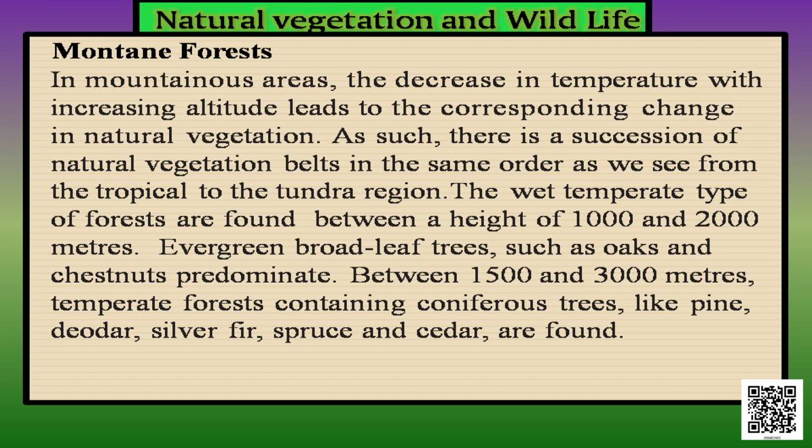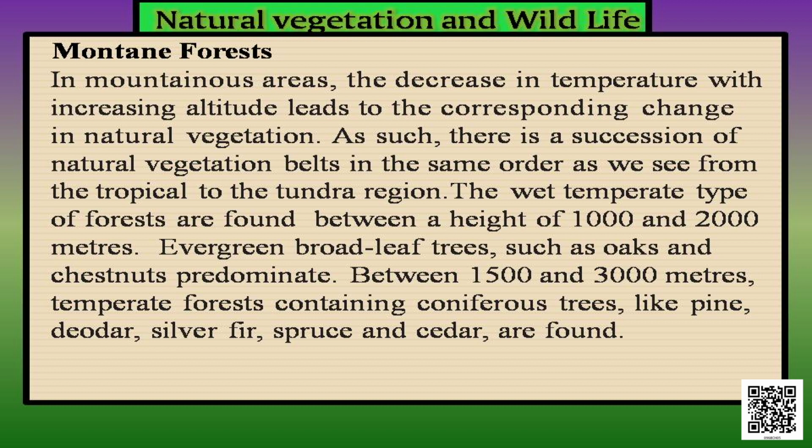The wet temperate type of forest is found at a height between 1000 and 2000 meters, whereas evergreen broadleaf trees such as oak and chestnut are predominant in this region. Let's move on to the next category of forest.